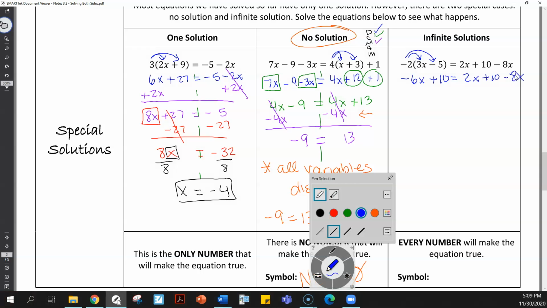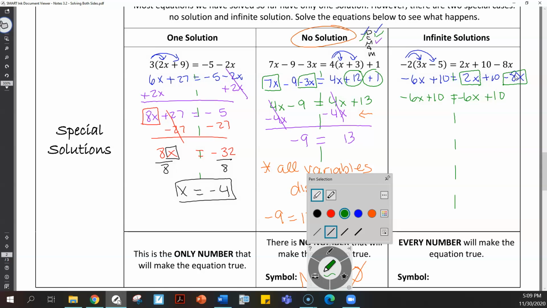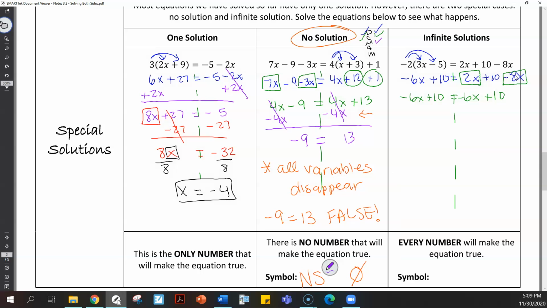When I'm done distributing, I'm going to combine like terms. My 2x and my negative 8x are like terms. They can be combined. 2 plus negative 8 is negative 6, negative 6 plus 10. Then I'm going to move my variables over. Negative 6x, I'm going to add 6x. Negative 6x plus 6x, those reduce to 0 and go away. So 10 is left over.